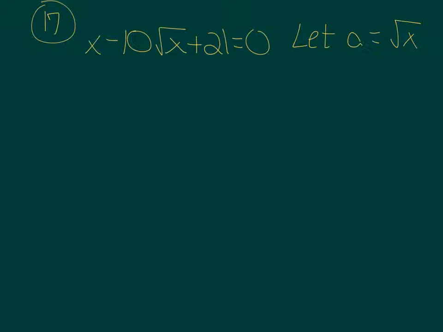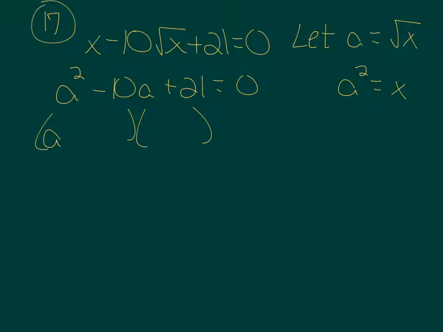Okay, so a is the square root of x, which means a squared is x. And I'm going to substitute that into this trinomial. So I get a squared minus 10a plus 21. Now it looks a little normal. I can factor. This is pretty easy factoring. I think it's a minus 7 and a minus 3. Always check. A squared minus 7a minus 3a is minus 10a. Minus 7 times minus 3 is 21.